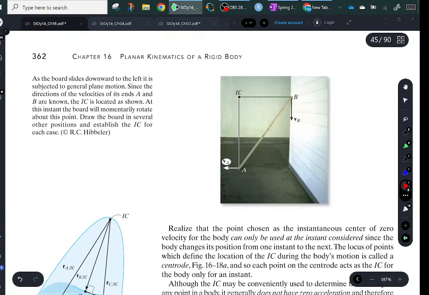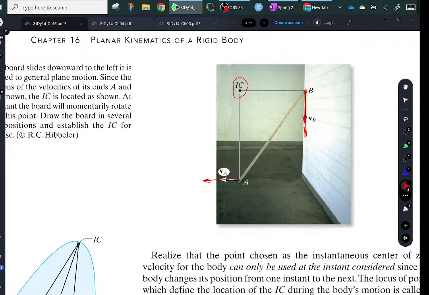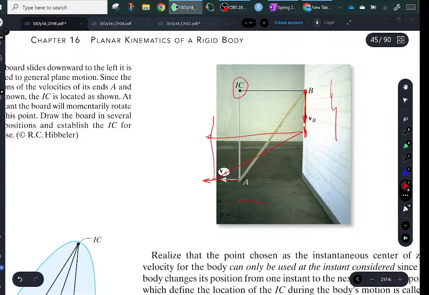For example, I wouldn't pick this example, but he has it right here. A piece of lumber, or maybe that's a ladder, is sliding down the wall. Point B is touching the wall as it slides down, and point A is sliding out that way. Right now, the instant center looks like it's perpendicular to both the wall and the ground. A few seconds later, the ladder might look like that, which means the instant center could move. It can be fixed, but it doesn't have to be.